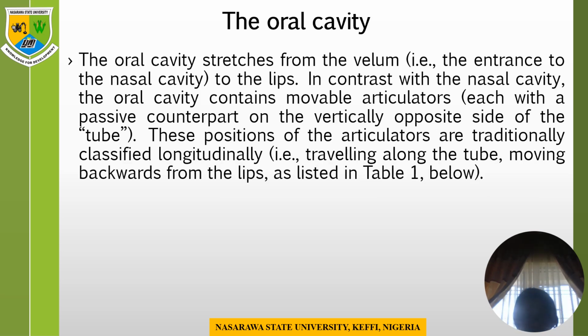The oral cavity. The oral cavity stretches from the velum, that is the entrance to the nasal cavity, to the lips. In contrast with the nasal cavity, the oral cavity contains movable articulators, each with a passive counterpart on the vertically opposite side of the tube. These positions of the articulators are traditionally classified longitudinally, that is, traveling along the tube, moving backwards from the lips as listed in Table 1 below.